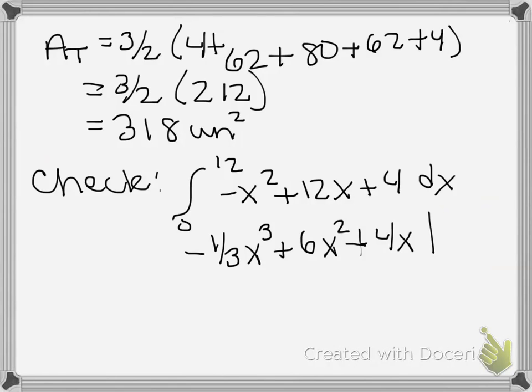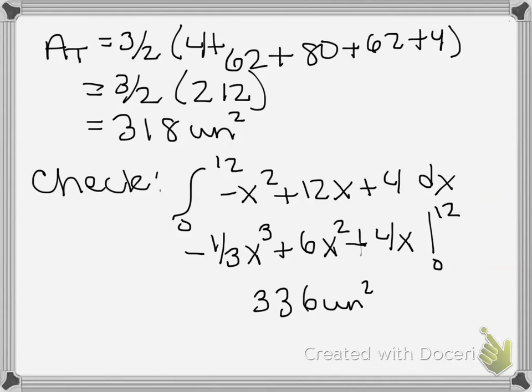Evaluated from 0 to 12. And when you plug in 12 and plug in 0, you're going to get that 336 is the actual area, so you can see that we are just slightly under. All right, so let's talk about what this means for the trapezoidal rule in general.